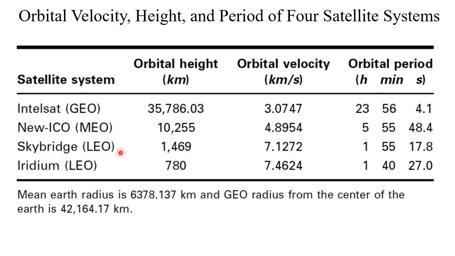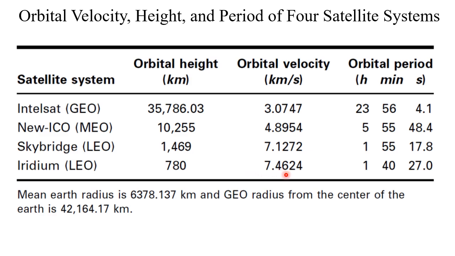Consider a LEO satellite which is revolving around Earth nearly at a height of 1500 kilometer above the surface. Its velocity is nearly 7.1 kilometer per second and its period is nearly 1 hour 55 minutes, nearly 2 hours, of the order of 2 hours. But if we consider another LEO satellite which is revolving around Earth at a height of say 780 kilometer, you can see its velocity is even higher.